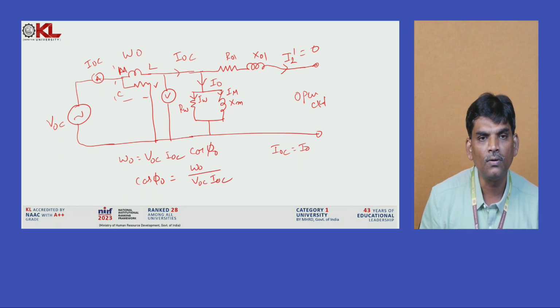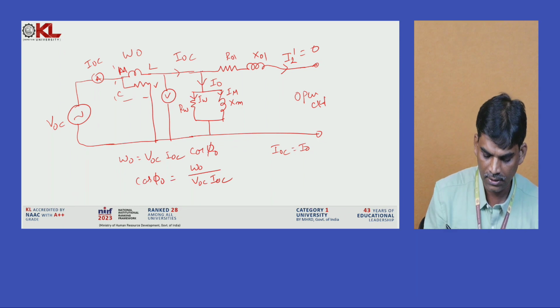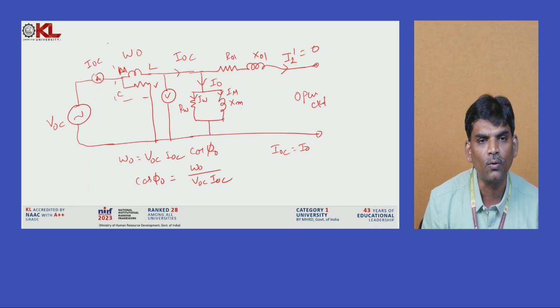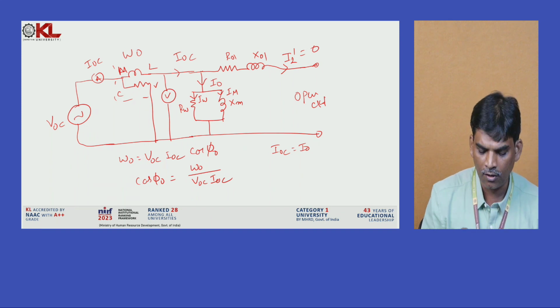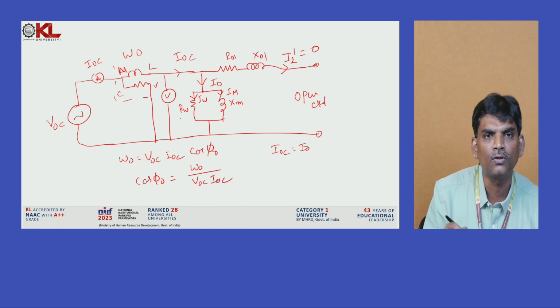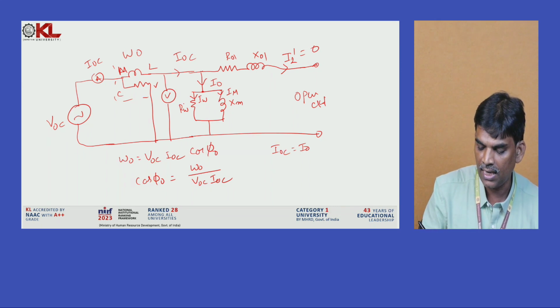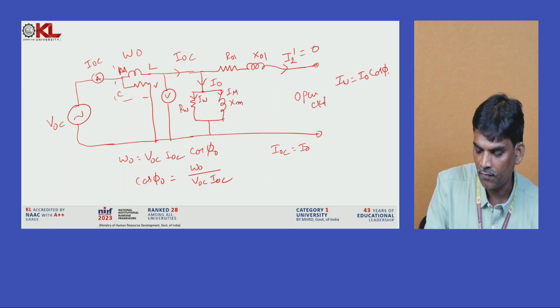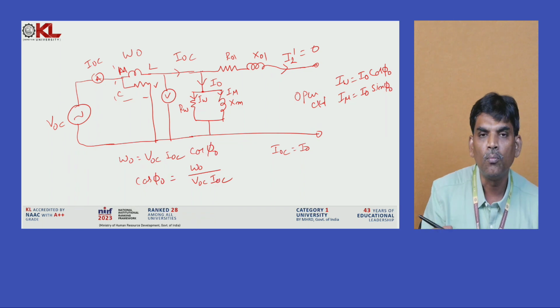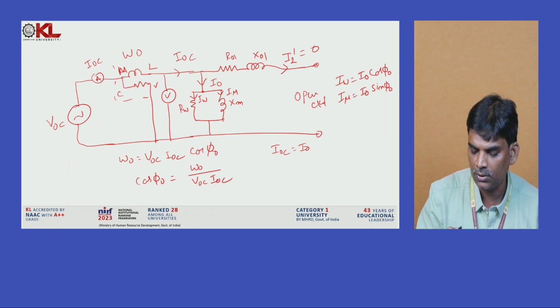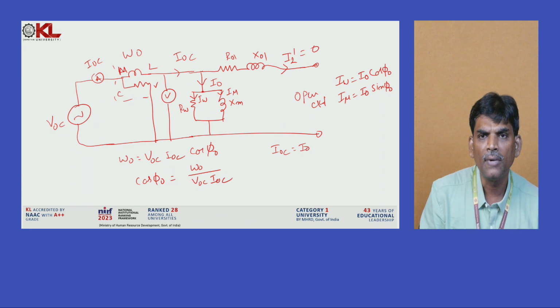Cos phi naught is equal to the power by this side. From the OC test data, we are calculating the no load power factor. Once you find the no load power factor, I naught is resolved into two components, a resistive component and an inductive component. From that we calculate the IW value. Here IW is equal to I naught into cos phi naught, the power factor, which is the active component, and I mu is equal to I naught sin phi naught, which is the reactive component.